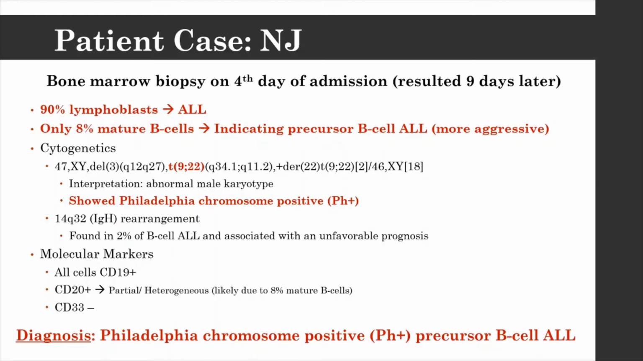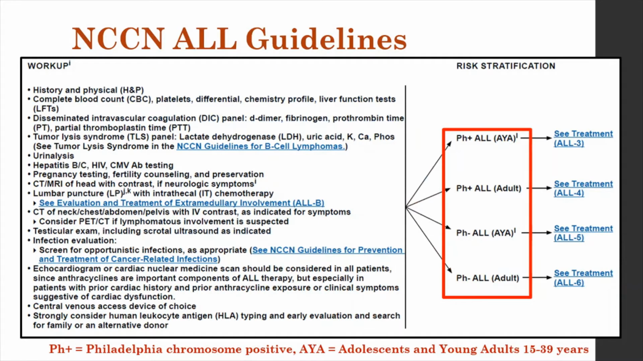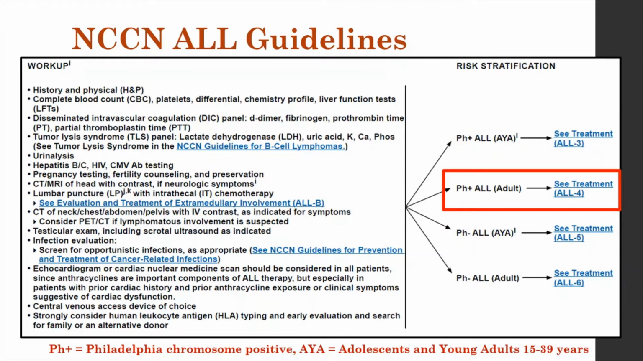So how are we going to treat him now that we know what his diagnosis is? Let's get into the NCCN guidelines for acute lymphoblastic leukemia, where the goal of treatment is cure. And how we get patients to cure is we give them treatment to remove all signs of their disease so that they can get a stem cell transplant. Here's the workup for ALL patients, and I just want you to focus on the right side, which shows how the treatment will vary based on if a patient is Philadelphia chromosome positive or negative and based on their age. So our patient is 57 years old and he's Philadelphia positive, so we will go into this treatment algorithm.